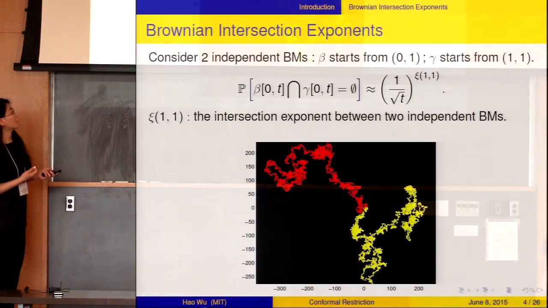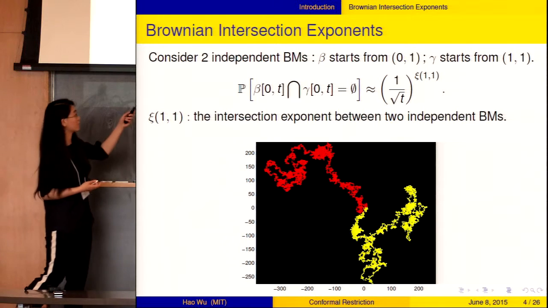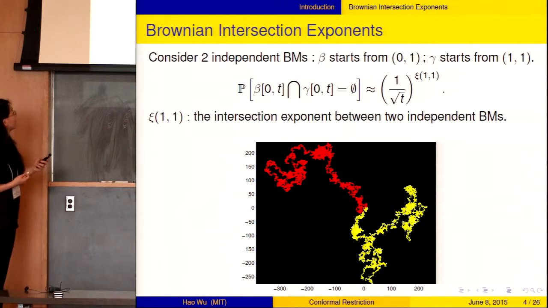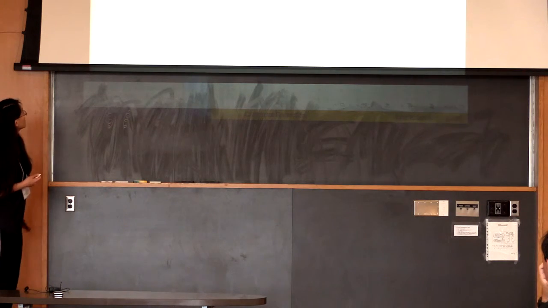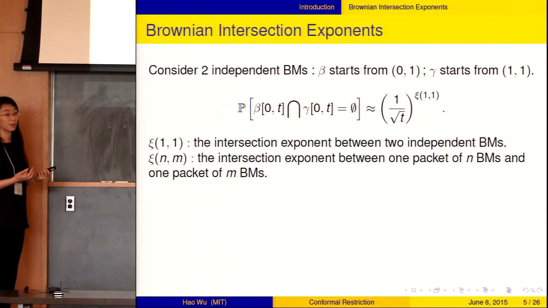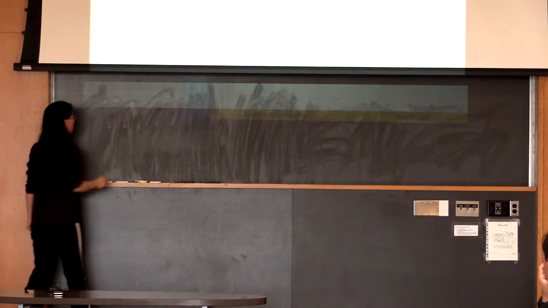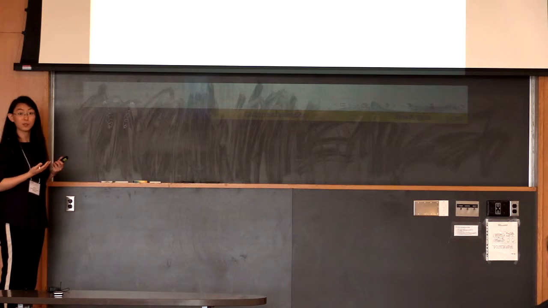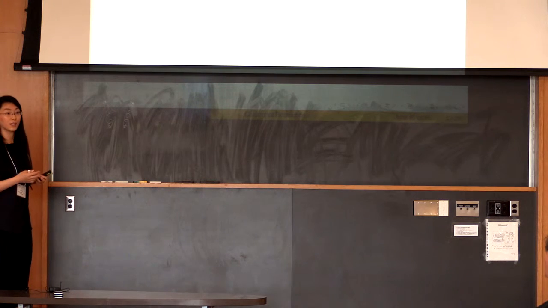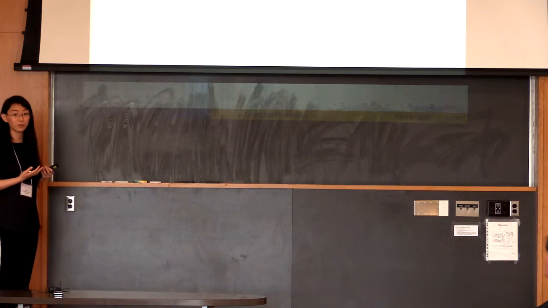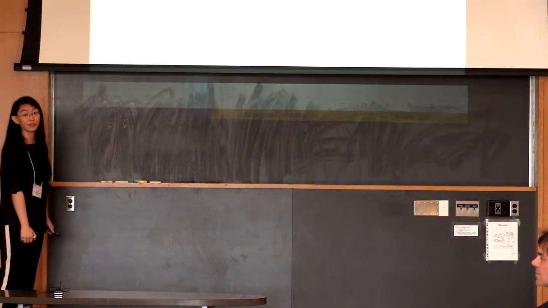This is one simulation of 2 independent Brownian motions, restricted to the event that they avoid each other. And then we can generalize this exponent a little bit. So now we consider 2 packets of Brownian motions. The first packet has n Brownian motions. The second packet has m Brownian motions. And we run all the Brownian motions until time t, and we want to calculate the probability that the 2 packets avoid each other. And again, this probability will also decay like a power law of t. And we define Cnm as this power.